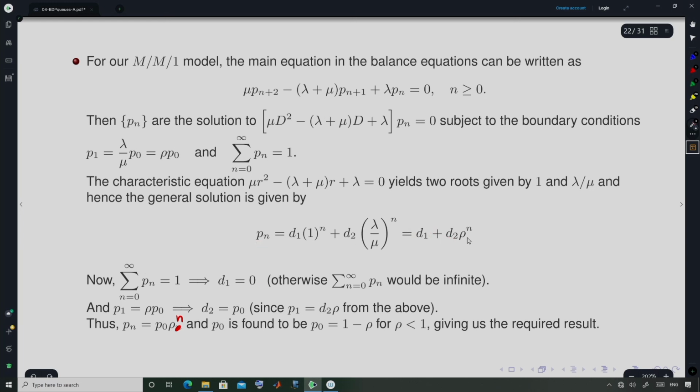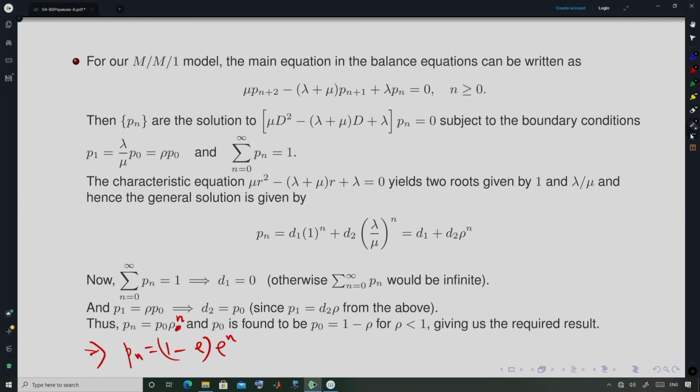So, Pn will be d2 times rho to the power n. Now, I still have to determine d2. You look at the other boundary condition, which is P1 is rho times P naught. Now, from this, P1 is d2 times rho, right. P1 equal to rho P naught is the boundary condition, and P1 is also equal to d2 times rho from this expression. So, d2 must be equal to P naught, and hence Pn is now P naught rho to the power n, and P naught can then be found as 1 minus rho from the total probability condition that we have here. So, giving us the same expression as before: 1 minus rho times rho to the power n is what you will get finally, right. This is the same result that we have.